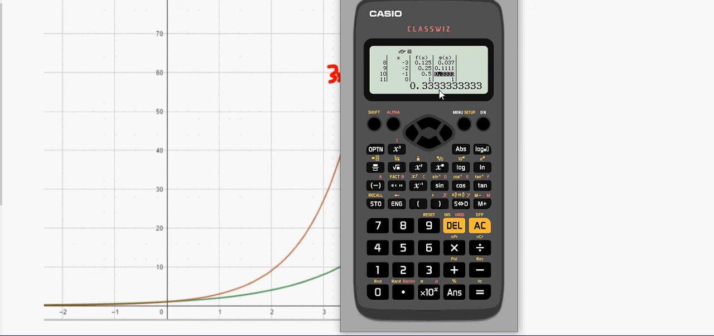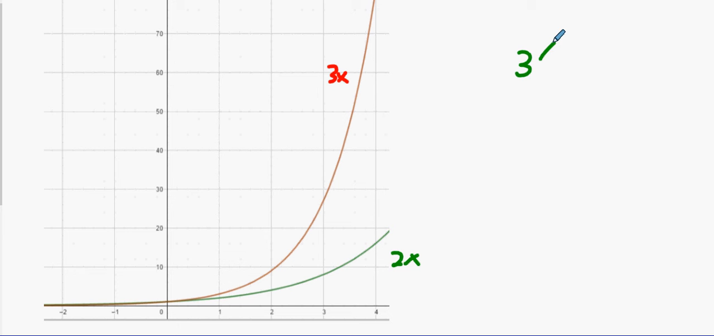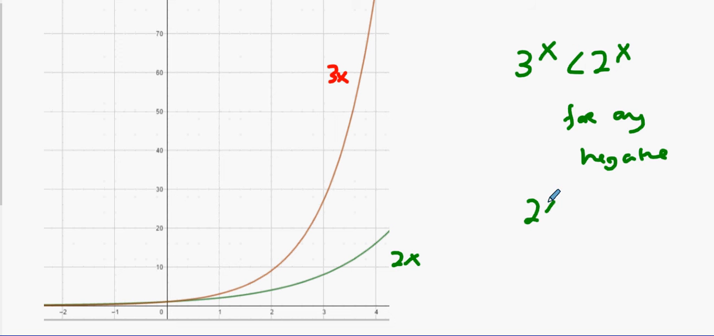g of x. g of x is smaller. For any negative value, g of x is smaller than f of x. For any negative value, 3 to the power of x will be smaller than... For any negative value. Is that what you're asked for, Phelan? When is 2 to the power of x bigger than? Any x value less than 0. Any negative value will cause 3 to the power of x to be smaller than 2 to the power of x.